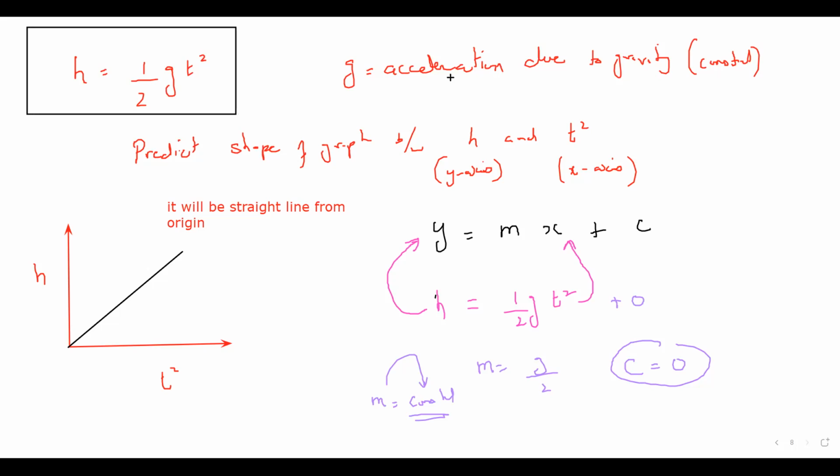And we know g is constant. So any constant divided by 2 will remain constant. It means that the gradient of this line will be constant and the y-intercept is 0 as we compare. So it will be a straight line from the origin. Is it clear, this part?